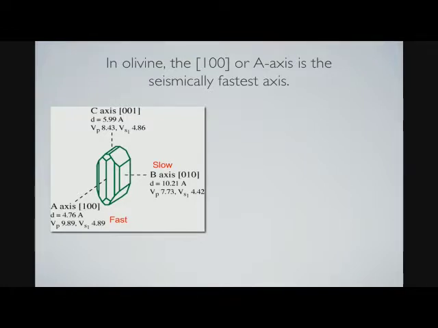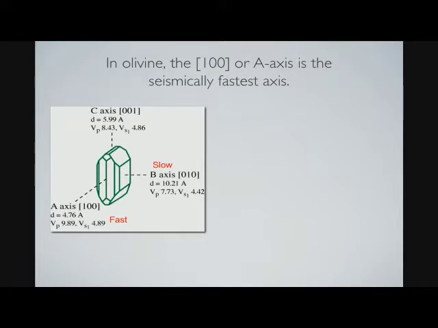So this is an olivine crystal. It's an orthorhombic crystal, and it has three principal axes referred to as the A, B, and C axis, or also the [100], [010], and [001] axis. And I will use both terminologies in this talk. Raise your hand and ask me questions if it's not clear what I'm talking about as I go along.